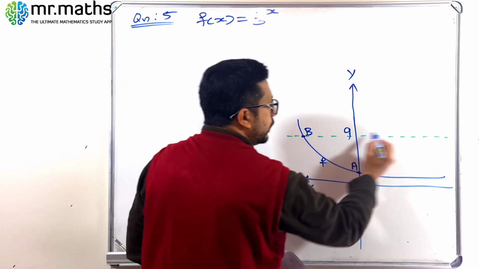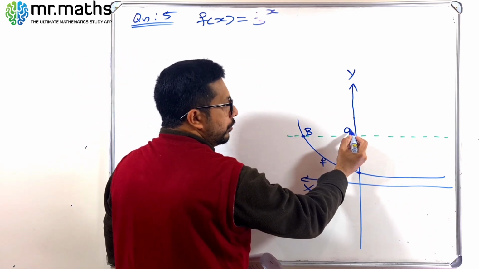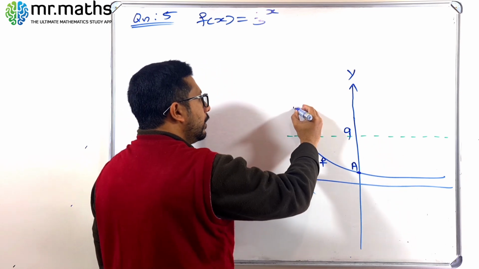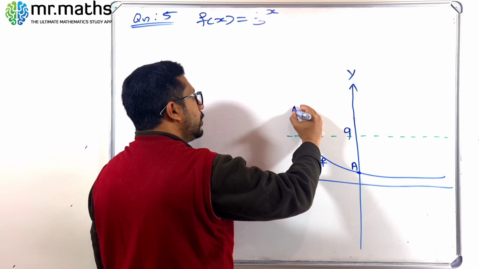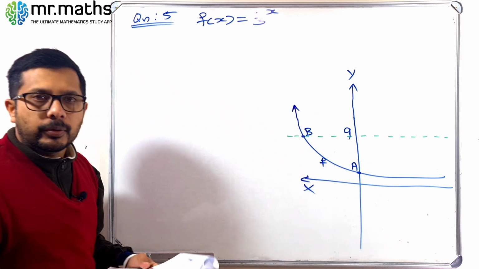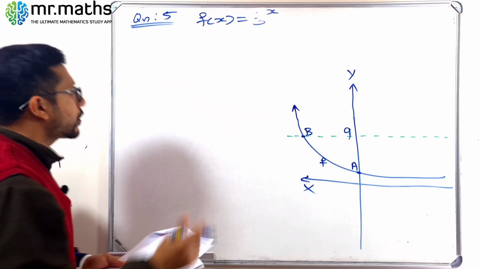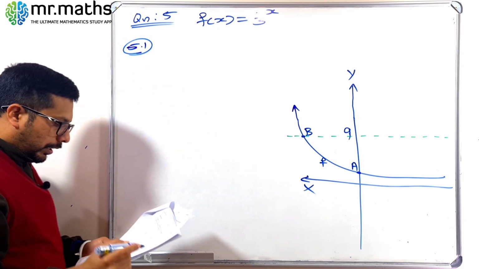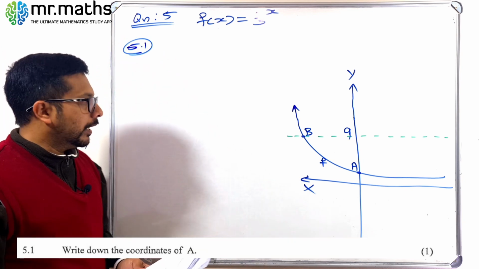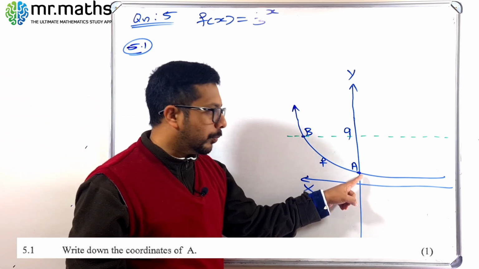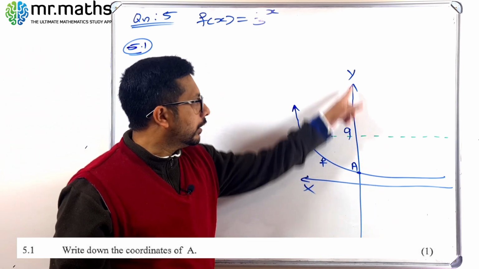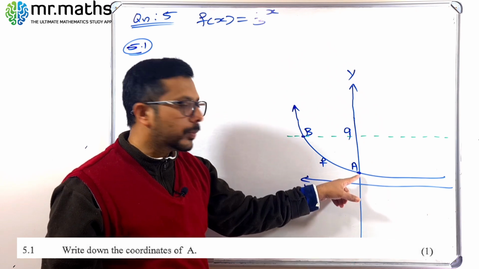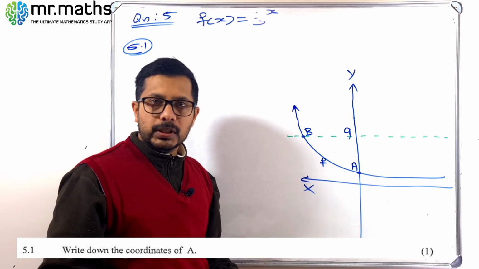So it means that at this point the value of y on this line is 9. Now based on that one, you have to answer the remaining questions. What is the first question? Question number 5.1. Write down the coordinates of A. This is the point A, and you know that A is on the y-axis. So at the y-intercept, what is the x value? Of course, it is 0.